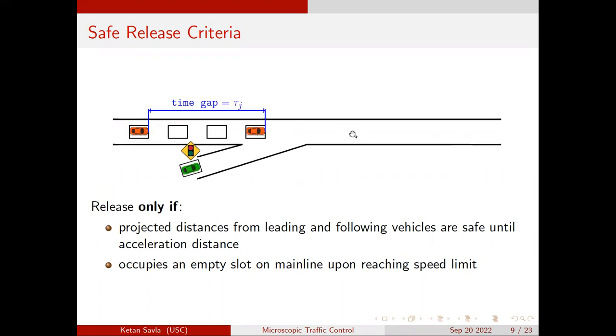Okay, so in order to do that, the gap that this ramp is going to look for, because of the quantized nature, has to be a multiple of tau. So the minimum gap it will look for is 2 tau, but if the merge speed is low, it will have to look for higher gaps like 3 tau, 4 tau, etc. So that is the quantization effect that we have to take into account.